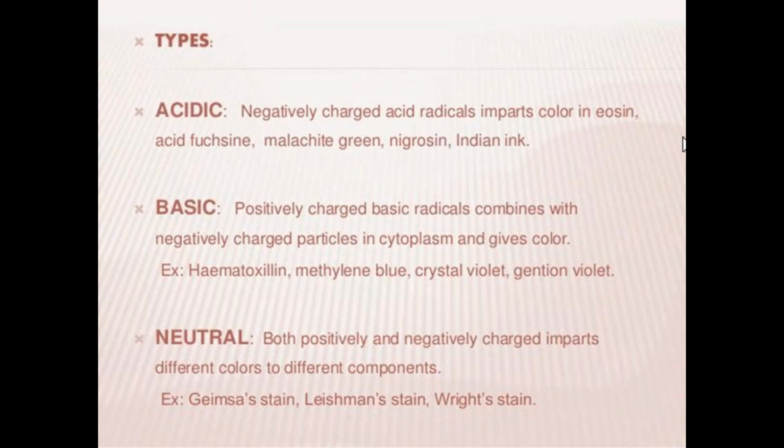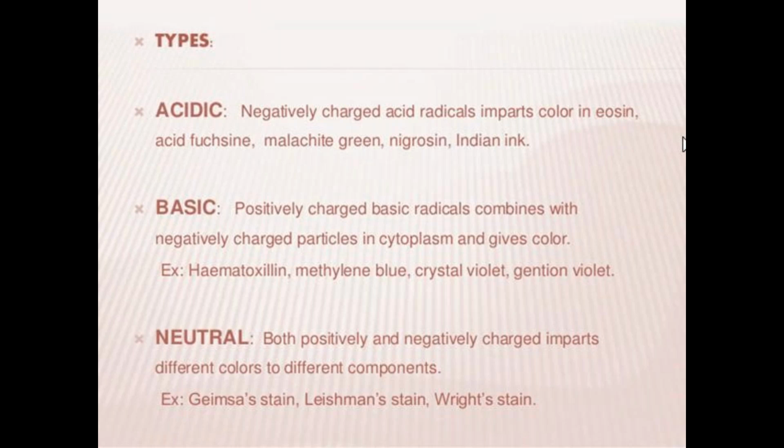These negatively charged acid radicals are mainly used to stain basic components of cell structure. The basic components of cell structure mean the cytoplasmic portion, which is mainly a basic component, and that can be studied by using acidic dyes. Here acidic dyes means anionic ones.